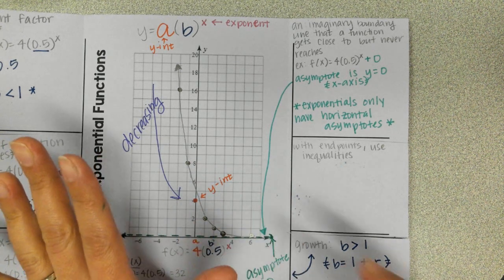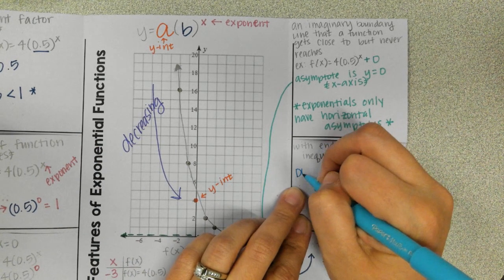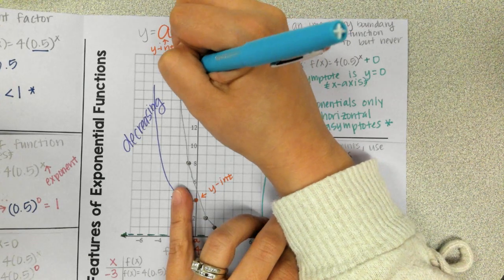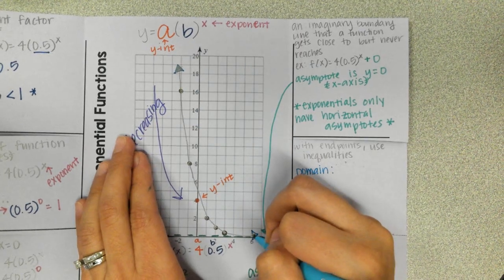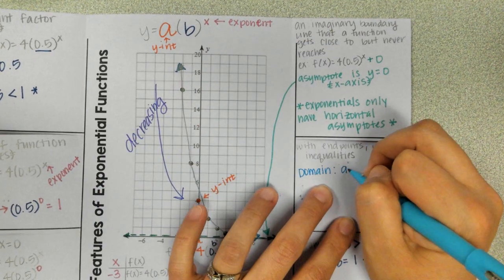But for this case, when it's an equation and there are no endpoints, we have the domain, because there's an arrow on the left and an arrow on the right. Domain is all real numbers.